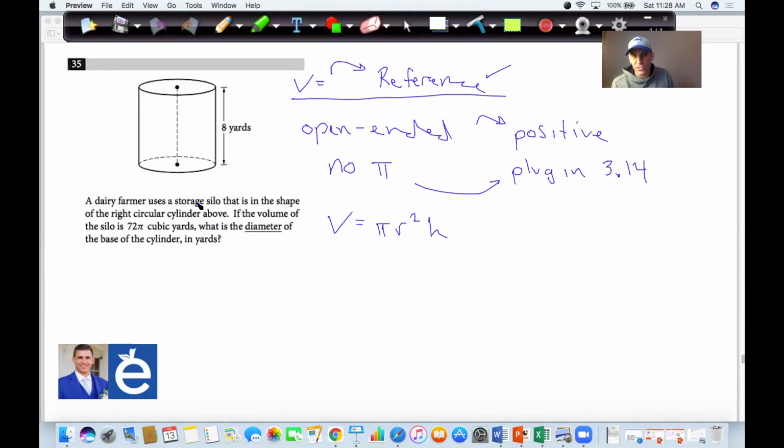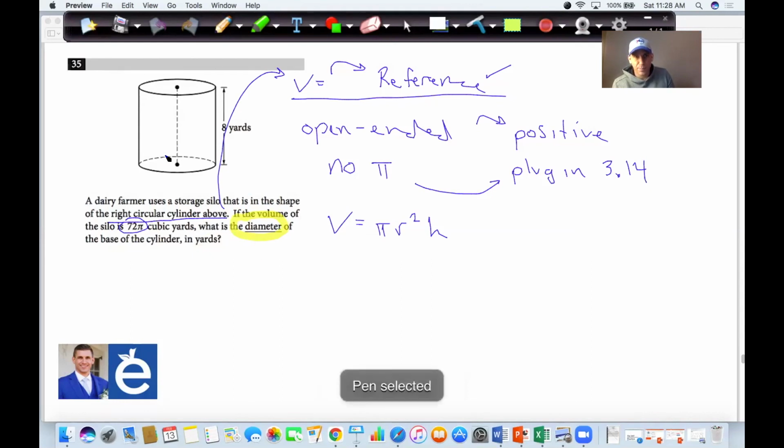A dairy farmer uses a storage silo that is the shape of a right circular cylinder. Boom. Mentally, volume, reference, these are things I want to pay attention to. That's how I want to be able to interpret the problem. If the volume of the silo is 72 pi cubic yards, what is the diameter of the base of the cylinder in yards?